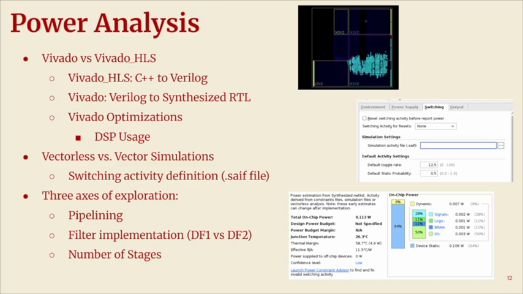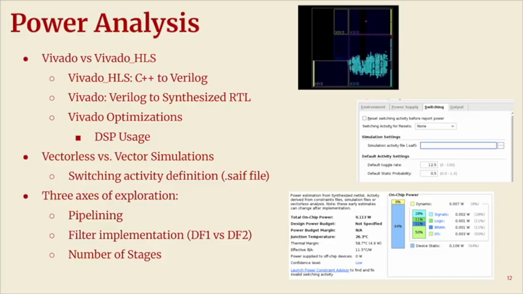We also considered doing vectorless versus vector simulations. Vector simulations would require a SAIF file, switching activity based off of the switching activity of different signals in the design. And so we determined that doing vectorless simulations would be sufficient, but generating these SAIF files would definitely be a next step for more accurate power analyses.